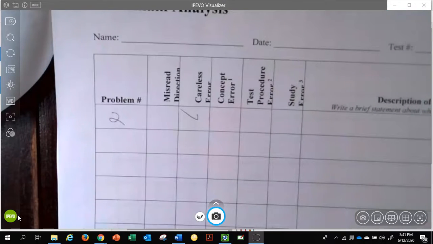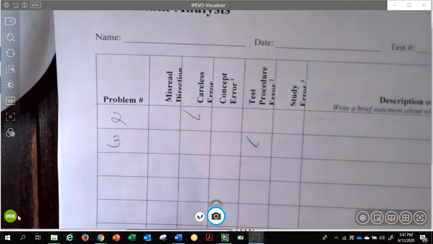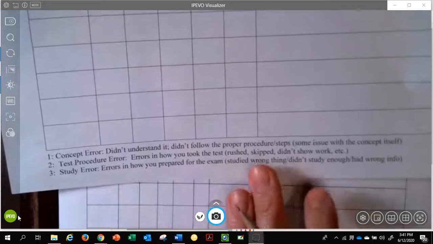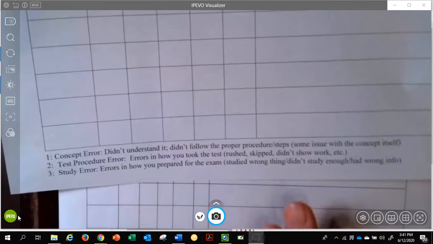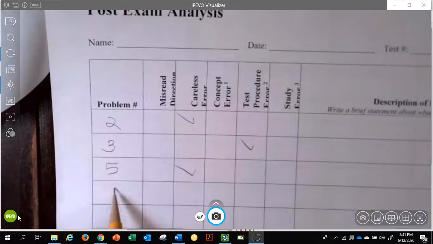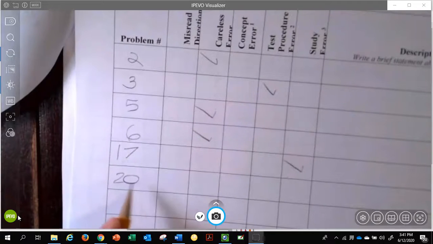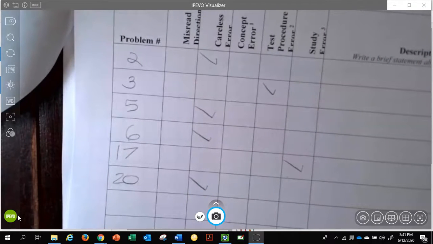And it might be several of these. Again, it's not for me, it's for you. And then maybe I missed something on question 3, and maybe it was a procedure error. And again, down here at the bottom are a few more examples of what these could be. Like I didn't show my work. And so on question number 3, I didn't show my work, so I didn't get full credit. And then maybe I missed something on 6, and it was careless. Wait, 5 and 6 were both careless. Maybe 17, I just studied the wrong thing, and 20, let's just say, did a careless error.